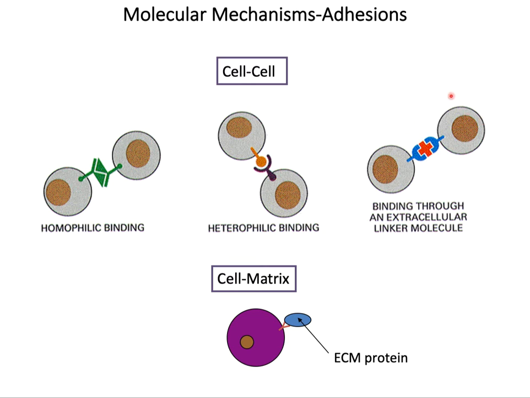Sometimes cells can interact with each other through an extracellular linker molecule, and this is shown on the right side of this slide, but this is very rare, and we are not going to consider these types of interactions. We're just going to talk about the homophilic interactions between cells and the heterophilic interactions between the cell and the matrix.